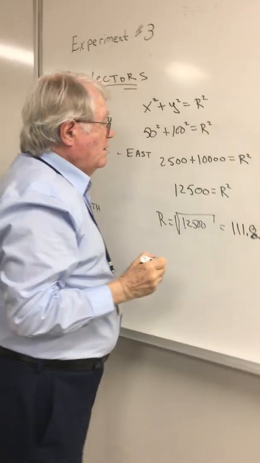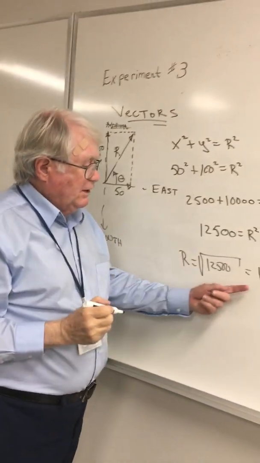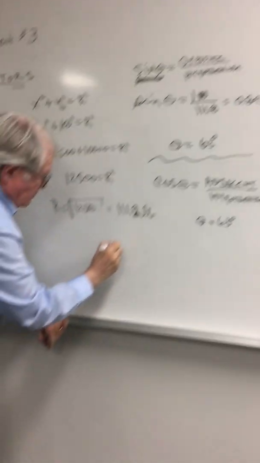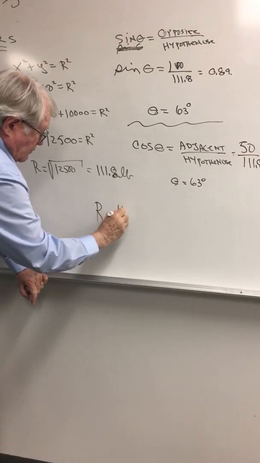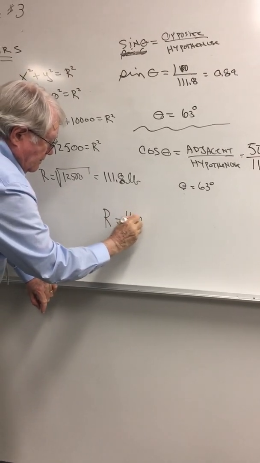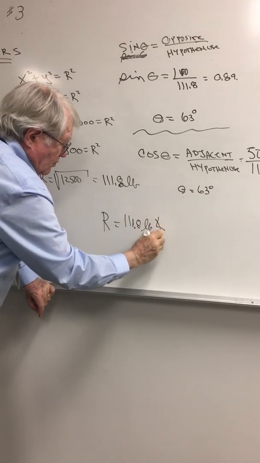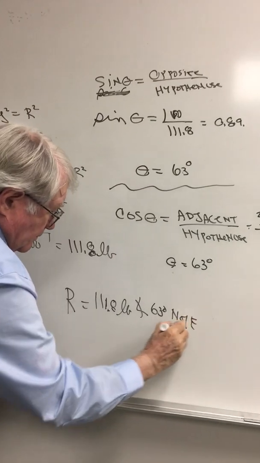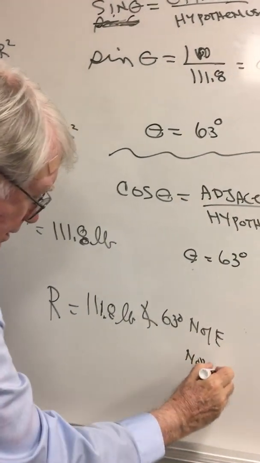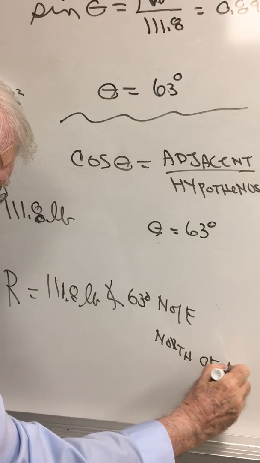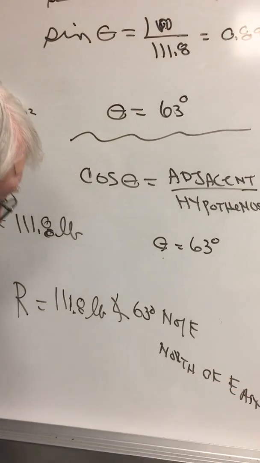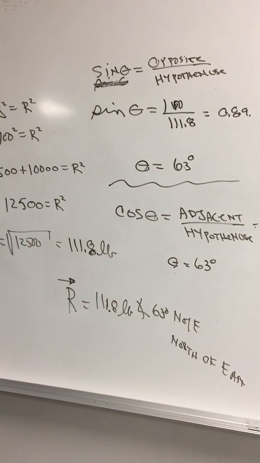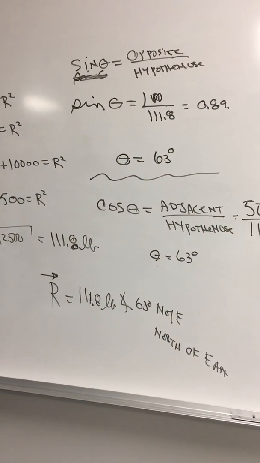So the answer to this problem is you need both the magnitude and the direction. The actual answer here would be written this way. R is 111.8 pounds, angle 63 degrees, north of east. And I always put a little arrow over the R. That means it's a vector.